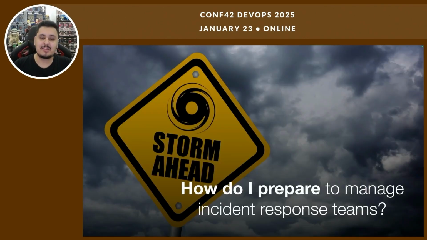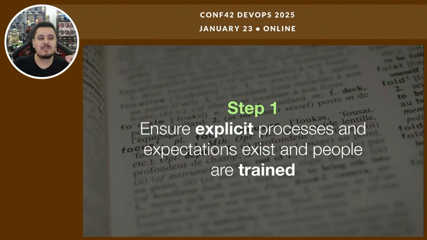How do I prepare to manage an incident response team? Well, in the next sections we're going to go over a couple of steps, starting with step 1. Ensure explicit processes and expectations exist and that people are trained. And this means, well, create standardized definitions. I've talked about this before. Make sure everyone knows what an incident is and what a major incident is. Define your incident response process and communication channels, and make sure everyone in the organization is on the same page. You need to make sure that everyone is involved and understands how things work, because without everyone being on the same page, things are not going to work out properly.